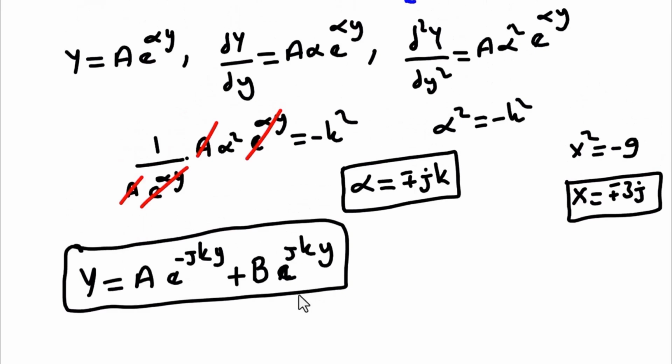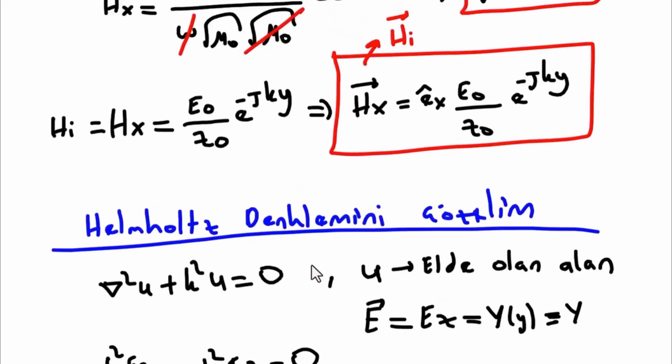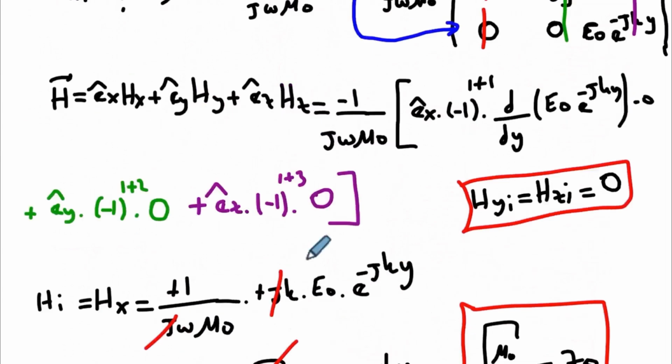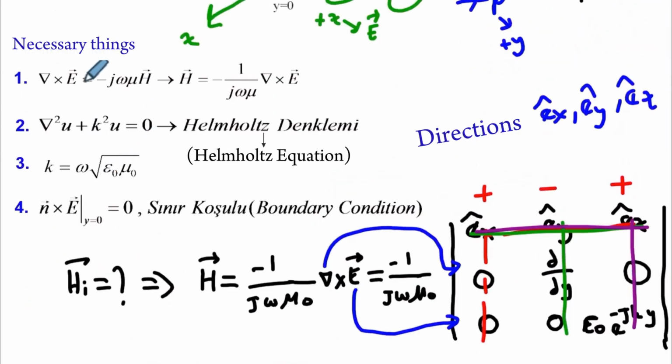The thing we call boundary condition comes to our rescue. Guys, the boundary conditions. We use this. We use that. We use this from the necessary ones. Now finally, we need to use our boundary condition. Guys, what we call the boundary condition is that the tangential E at y equals 0 is 0.